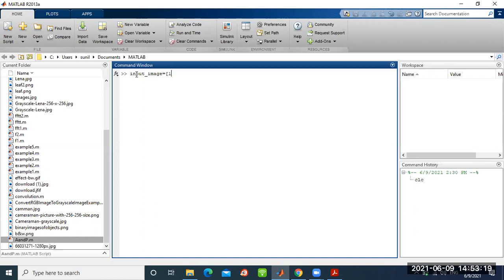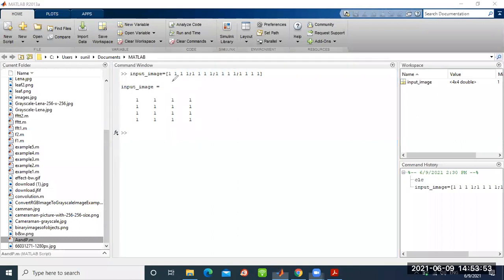4 rows, meaning 4 values separated by space, and how are rows separated? By semicolon. If you give a semicolon, one row ends. Then 1 1 1 1, then a semicolon, then again 1 1 1 1, a semicolon, the row is finished, again 1 1 1 and 1. Now this matrix is completed. Now I will press enter, and you can see the output of the matrix. Now this is my f of xy. This input image is f of xy.